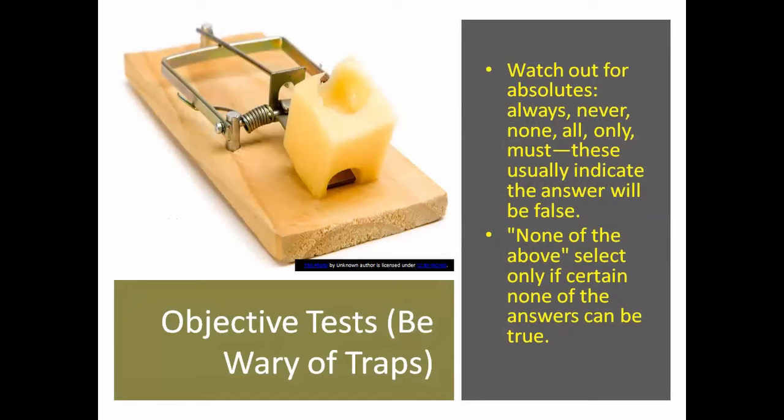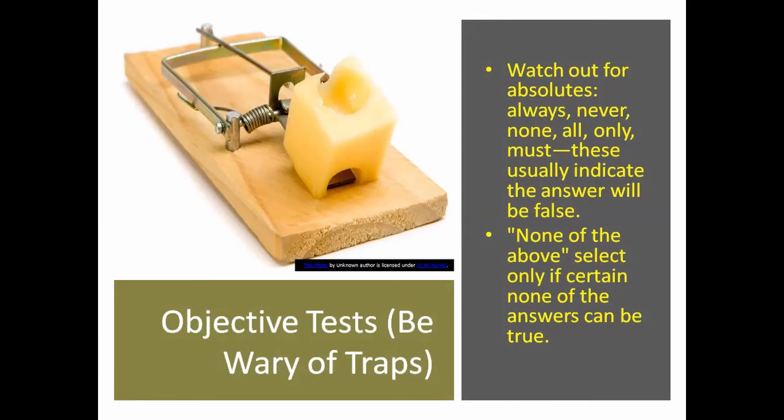Now, objective tests can be tricky because they often have some traps set to catch an unwary person. So I want you to watch out for absolutes. Words like always, never, none. These are what we call absolutes, and in the real world, they don't happen all that often. So they're probably an indication that the answer is going to be false.